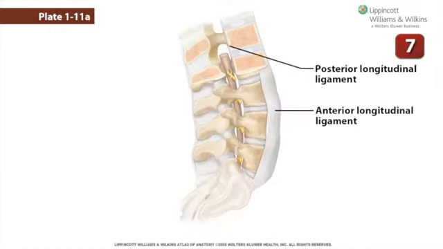Anterior and posterior longitudinal ligaments, which run on opposite sides of the vertebral bodies from the sacrum to the upper cervical vertebra, strengthen the symphysial joints of the vertebral bodies. The anterior longitudinal ligament limits hyperextension, while the posterior ligament limits hyperflexion of the vertebral column.